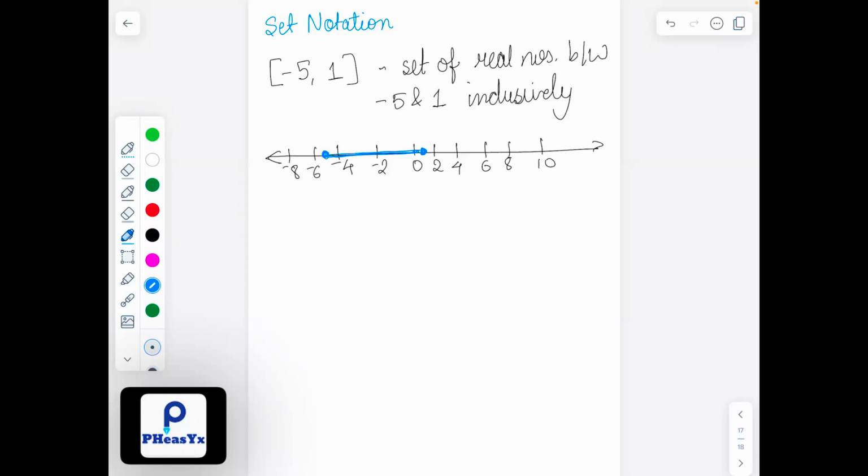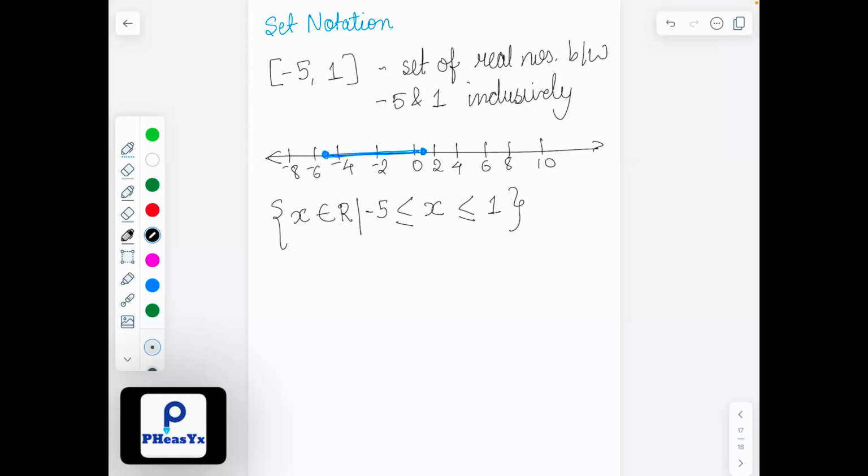So now the time is to understand how to write this in set notation format. You see, x here can be any real number such that x should be greater than or equal to -5 and should be less than or equal to 1. So in this way, we can write our set notation.